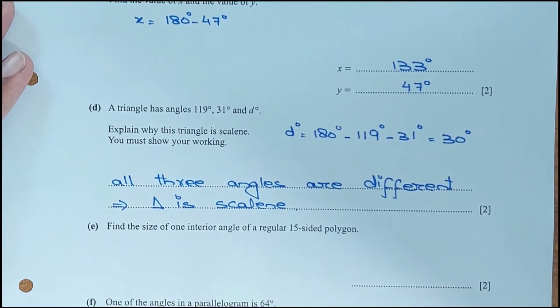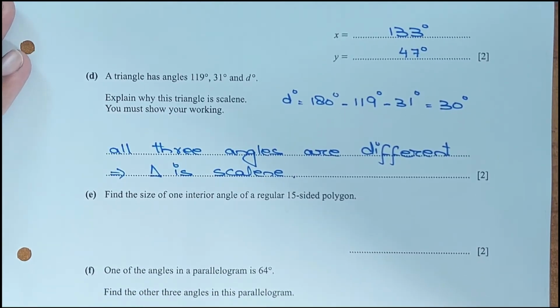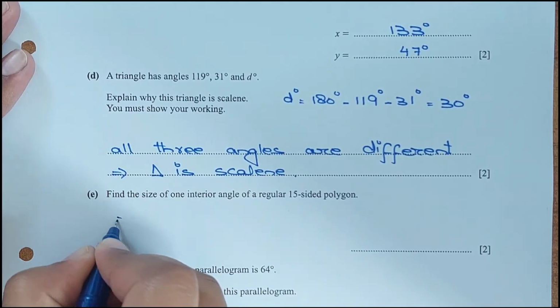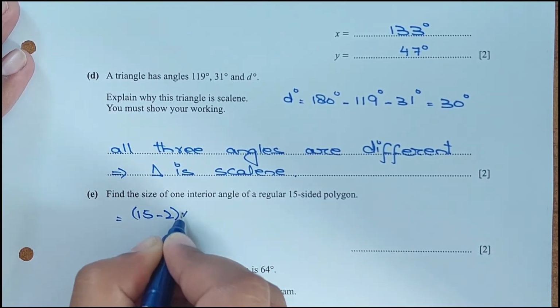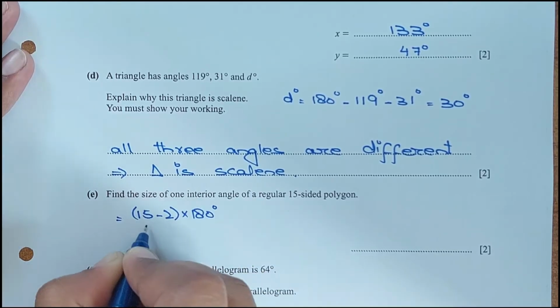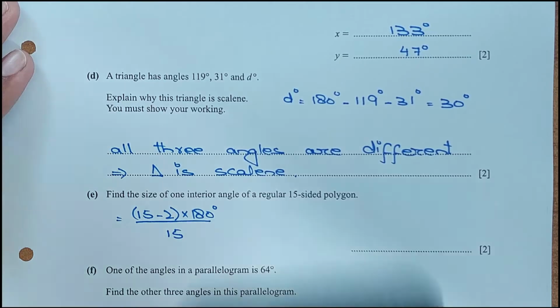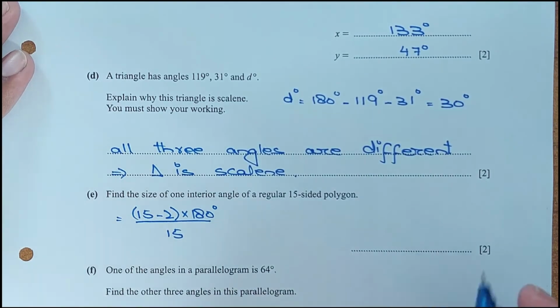Now for part E, find the size of one interior angle of a regular 15-sided polygon. Right, the measure of each interior angle of a polygon is equal to the number of sides minus 2 times 180, divided by the number of sides, which is 15. Let me simplify. 15 take away 2 is 13 times 180, and then dividing by 15, which is 156 degrees.